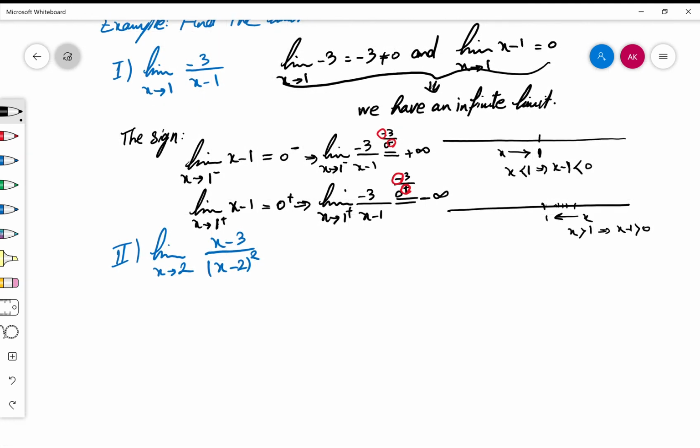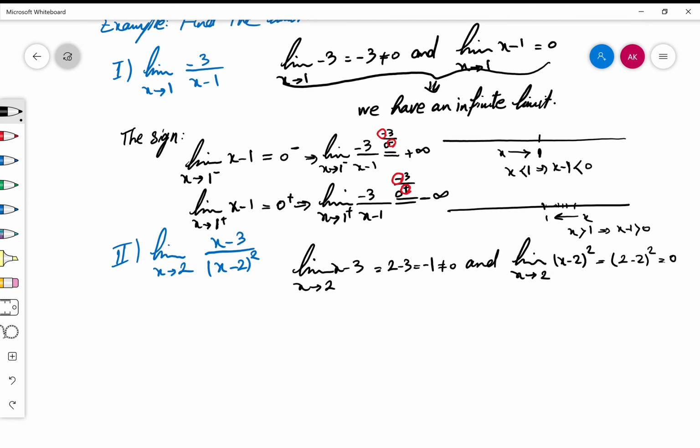How about this other example? Well, you see the quotient, you always start by checking the limit of the numerator. As x goes to 2, it is 2 minus 3, which is negative 1, and it is obviously non-zero. And the limit of the denominator as x goes to 2 is 2 minus 2 squared, that is 0. Well, this means that we have an infinite limit.